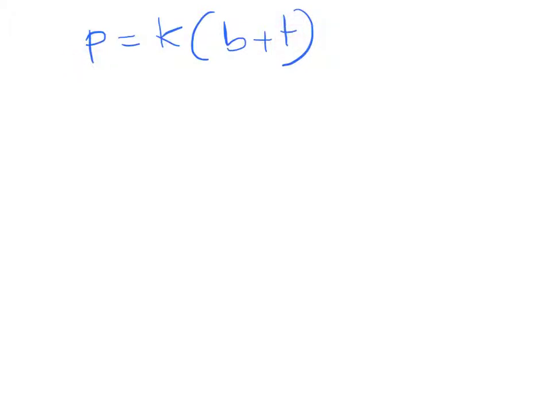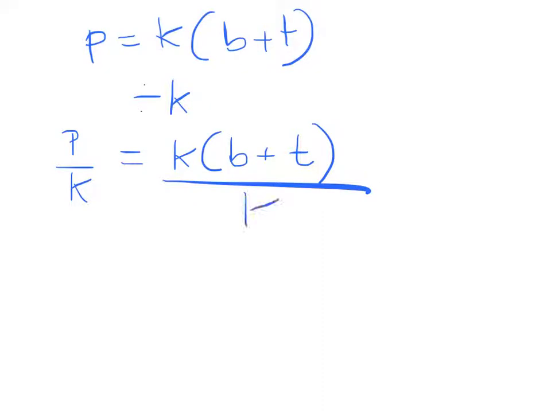Alright? So, first things first, what should we get rid of to get T on its own? Well, we can't just get rid of this B straight away because it's being held in its brackets by K, multiplied by K. So we want to get rid of that multiplied by K. Well, we know how to do that, don't we? We divide by K. So we have to say P over K, because whatever we do to one side, we do to the other, equals K, open brackets, B plus T, over K. These simplify, and we're left with P over K equals B plus T.